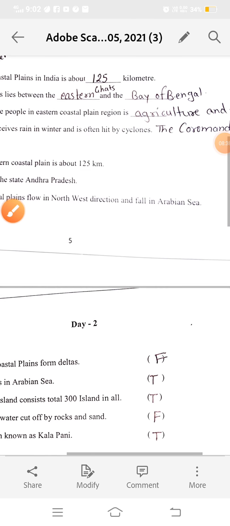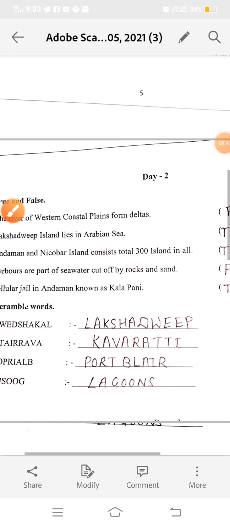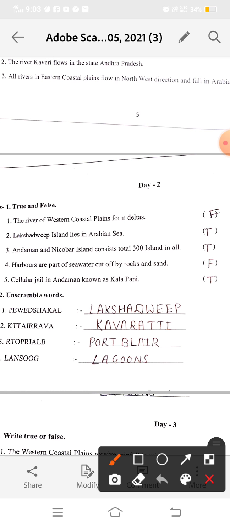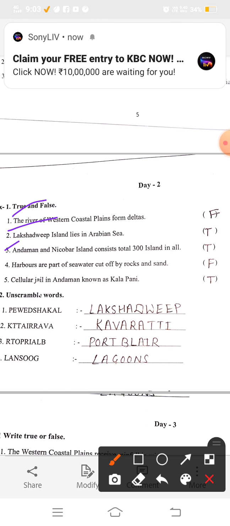Now we have day 2. Exercise 1. True and false. The rivers of the western coastal plains form deltas. False. Why is this false? Because the rivers of the western coastal plains are Narmada and Tapti. They do not make deltas.